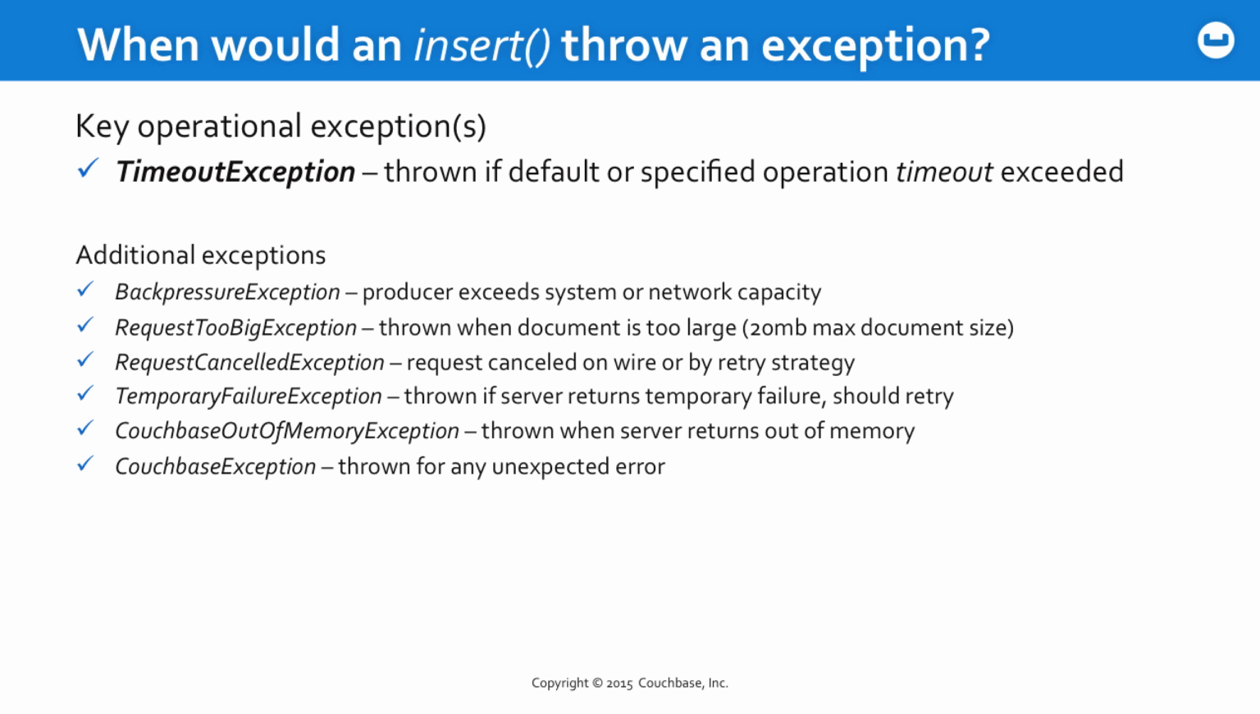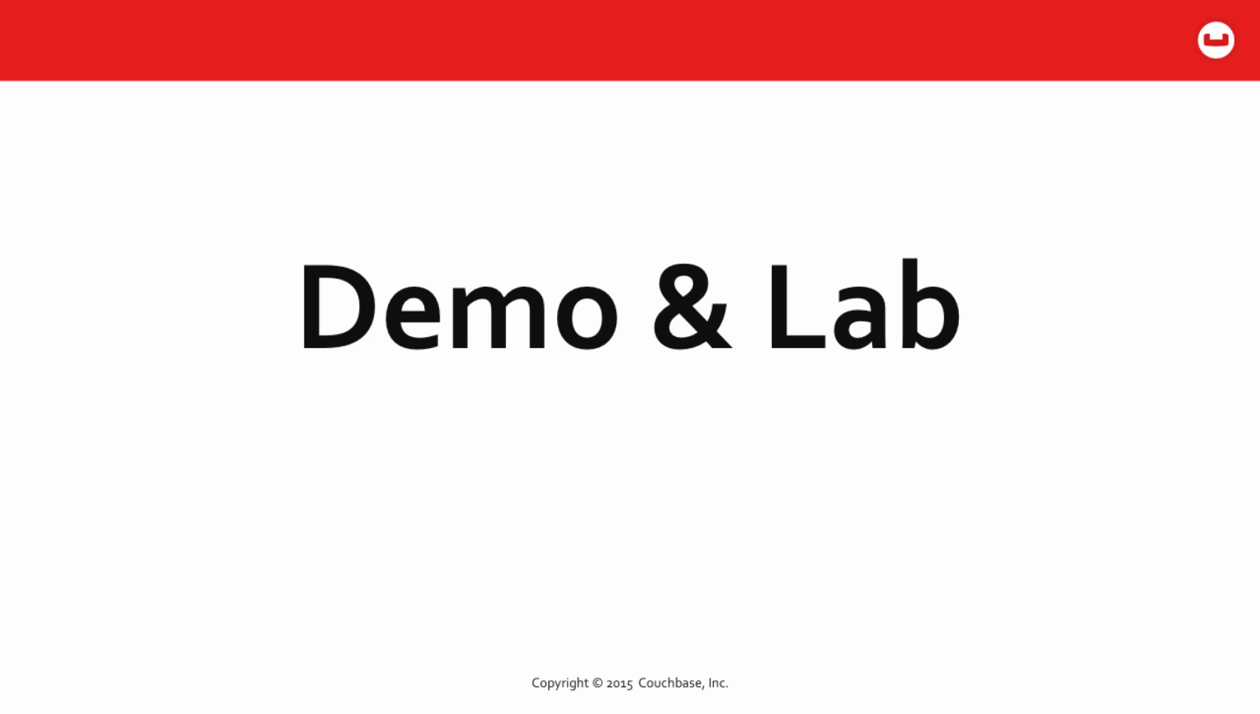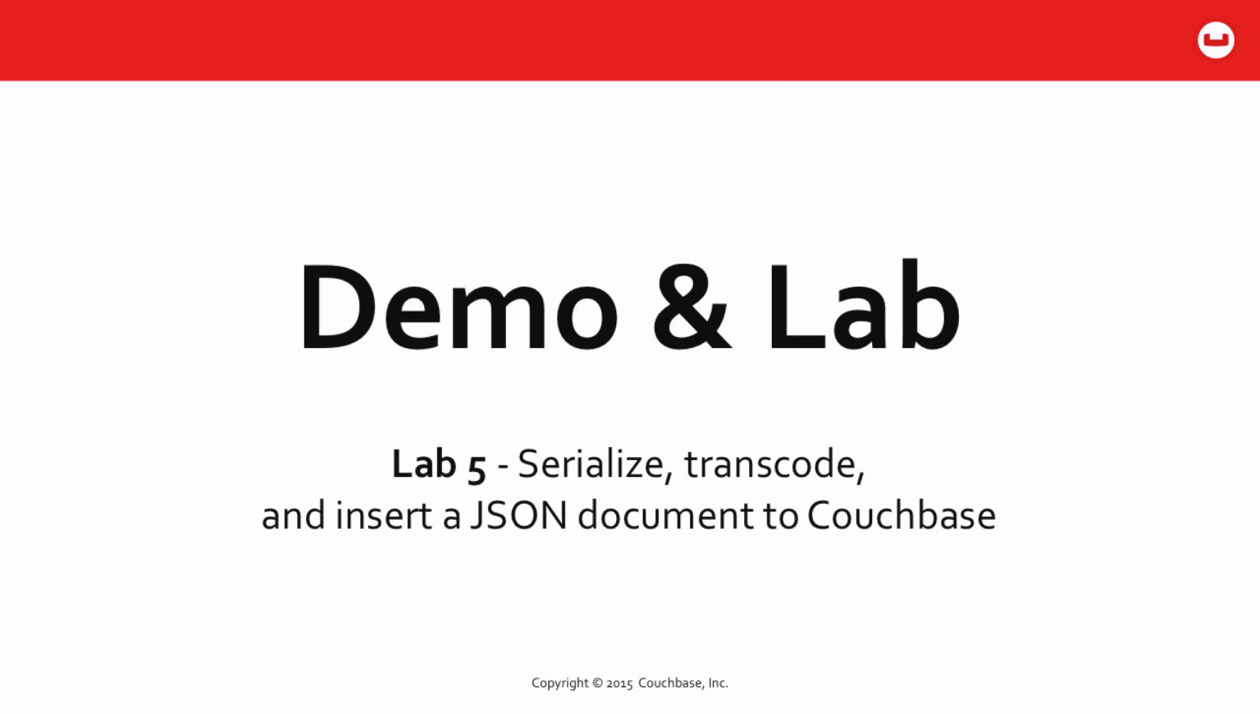But notice there's also a request too big exception here. As you would have learned in the Essentials course, there is a maximum document size in Couchbase. Couchbase limits the document size to 20 megabytes, and so the SDK can report back if you're trying to break the rules. Now in this upcoming lab, you're going to be serializing, transcoding, and inserting a JSON document back into Couchbase. Let's go take a quick look to orient you to this.